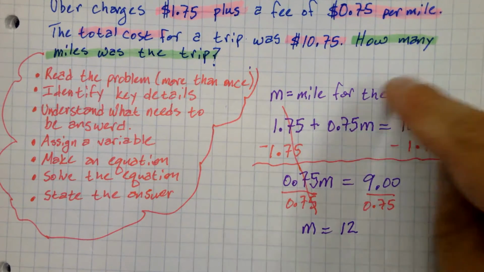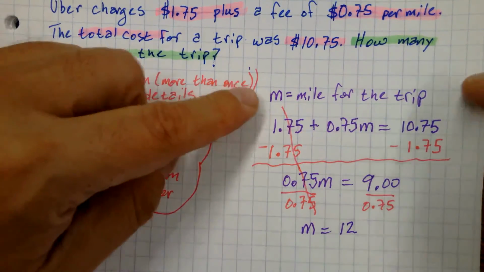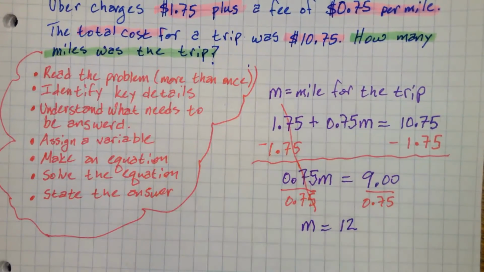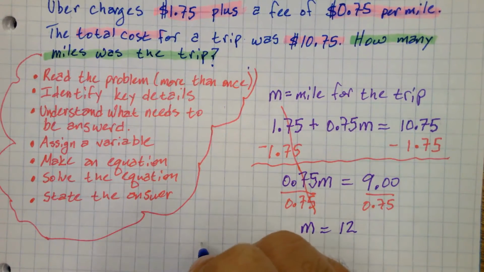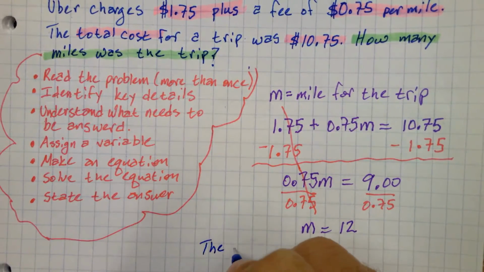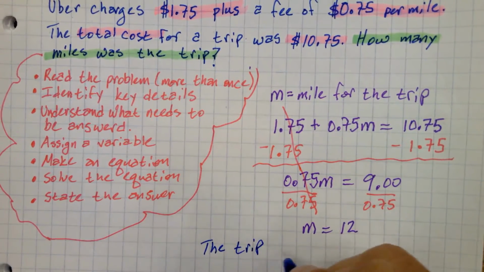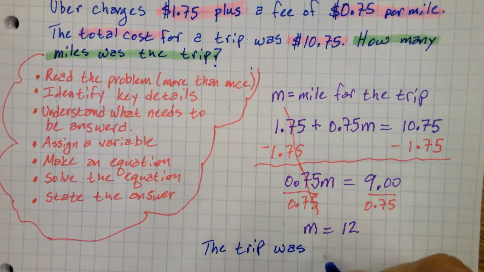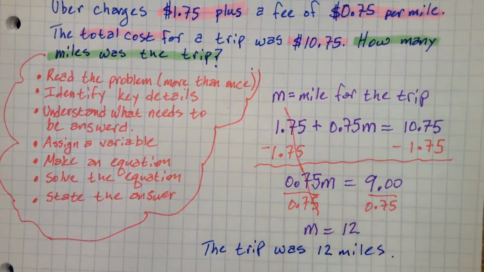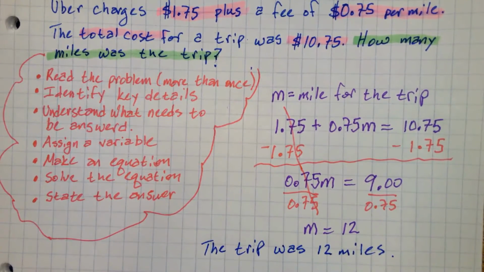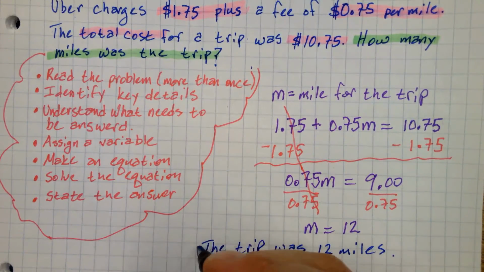The miles. M, this is why we go back and define miles for the trip, and it was 12. So we would write, how many miles was the trip? The trip was 12 miles. Boom. And that is what we were hunting for.